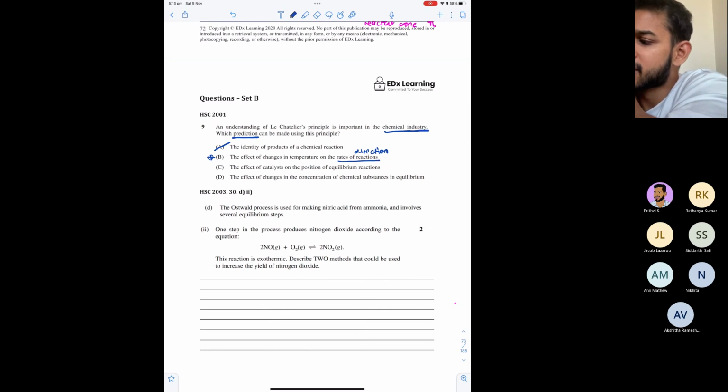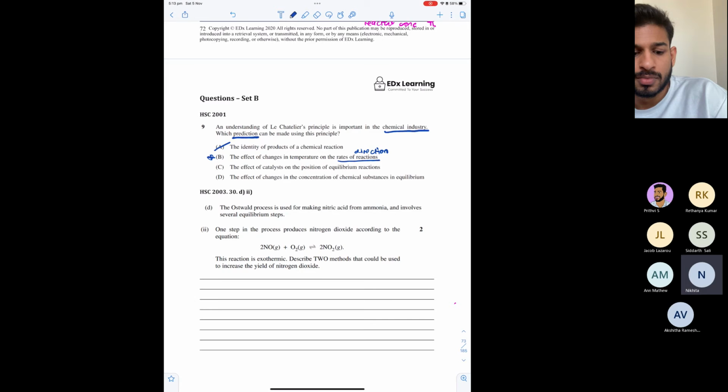The effect of catalysts on the position of equilibrium reactions. Does Le Chatelier's principle predict option C? Can anyone tell me, what does Le Chatelier's principle explain will happen when you add a catalyst to a system? The rate of reaction just increases. The rate of which reaction? Forward and reverse, right? So if they increase equally, Nikita, does the equilibrium position change? No, the constant doesn't change. The ratio of reactants to products doesn't change. It just reaches equilibrium faster.